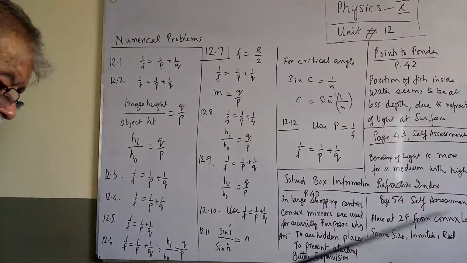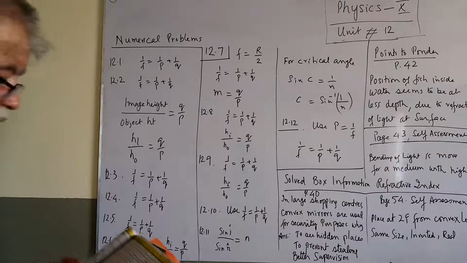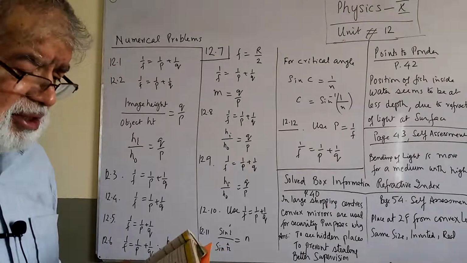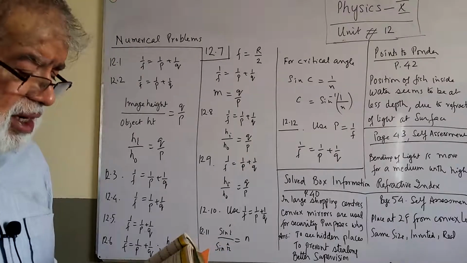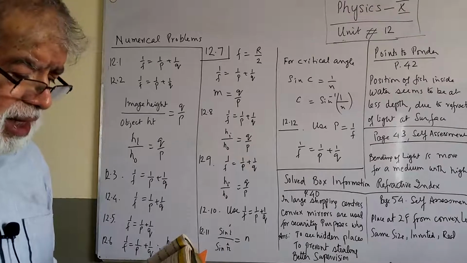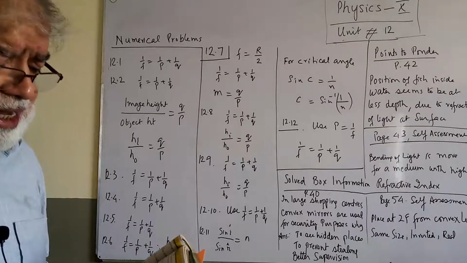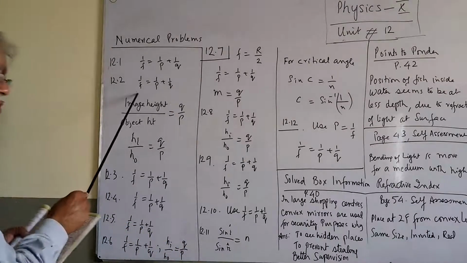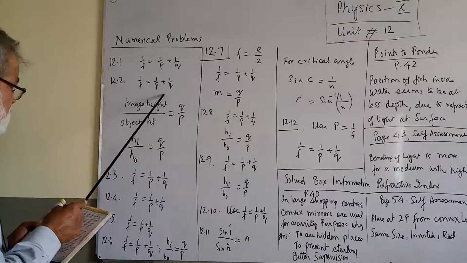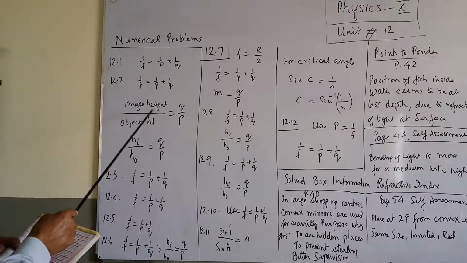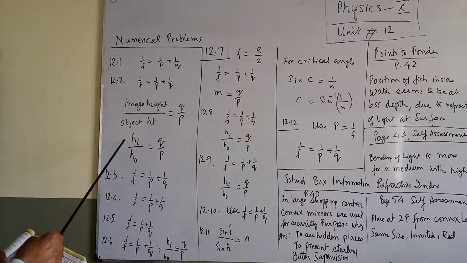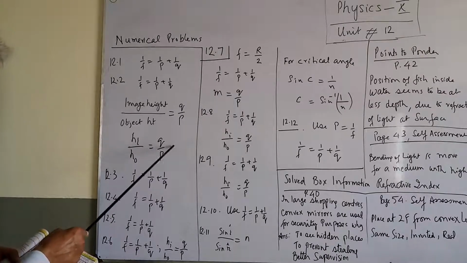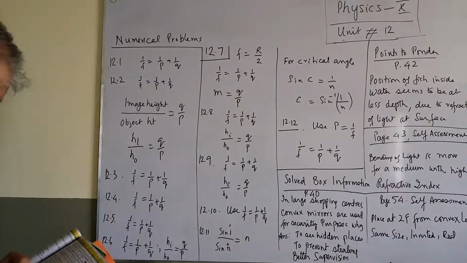The next one is 12.2. An object 30 centimeters tall is located 10.5 centimeters from a concave mirror with focal length of 16 centimeters. Where is the image located, and 2, how high is it? So in 12.2 you will be using this formula. First of all, 1 over f is equal to 1 over p plus 1 over q, and then you will use the second formula, image height over object height is equal to q over p, or hi over ho is equal to q over p. Use these two formulas to find out.